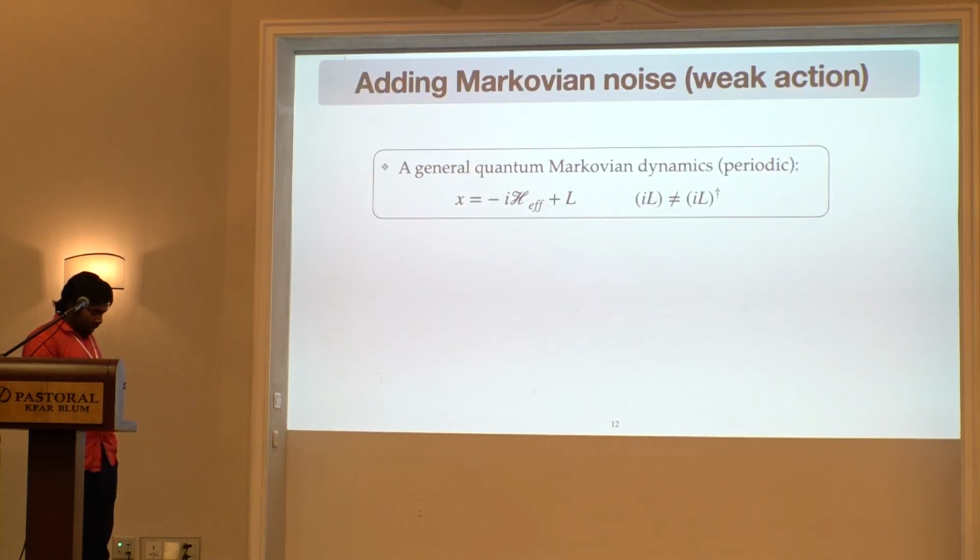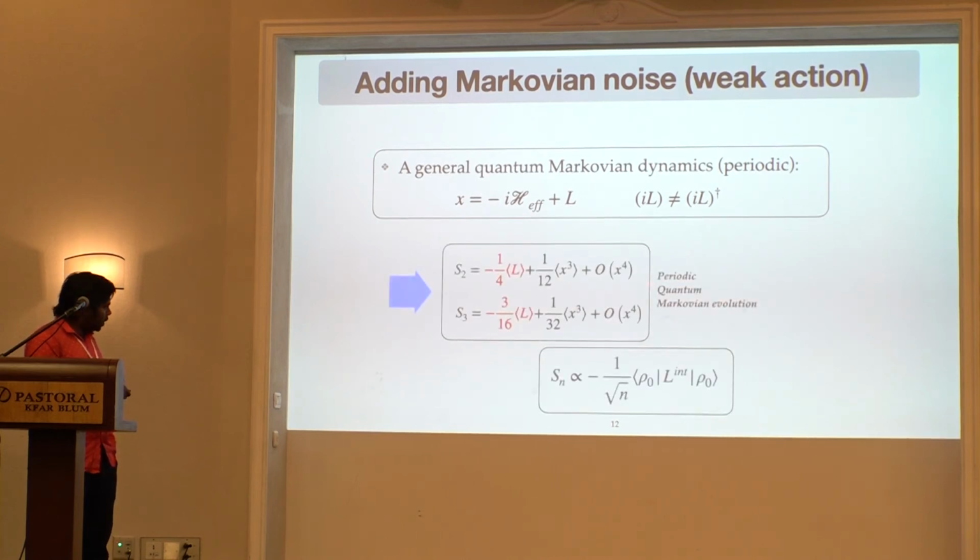Now let us talk about Markovian noise. When you have Markovian noise, this is just our unitary part, which in general is Hermitian, and this is not Hermitian. If you take X of this form, and you have periodic quantum Markovian evolution, then one can show that H2 has this form, H3 has this form. In general, however, one can prove that S_n has this kind of scaling. You see, this is a factor, this is not exponential, this is on the order of n when you have periodic Markovian evolution. And this is the quantity that is related to the purity, I will talk about it in the next slide. This is just a constant.